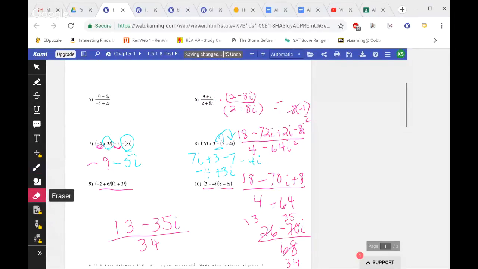Wait, could you go over number 7? Am I good to erase some of the work off of 6? Yeah, you can erase all the work off of 6. Okay. Can you wait? I'm kind of confused on 7 and 8 though.